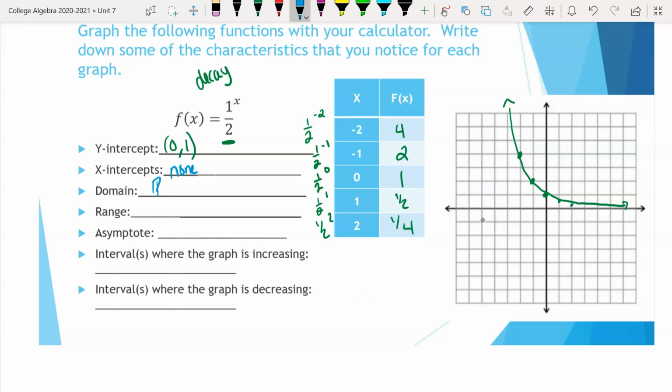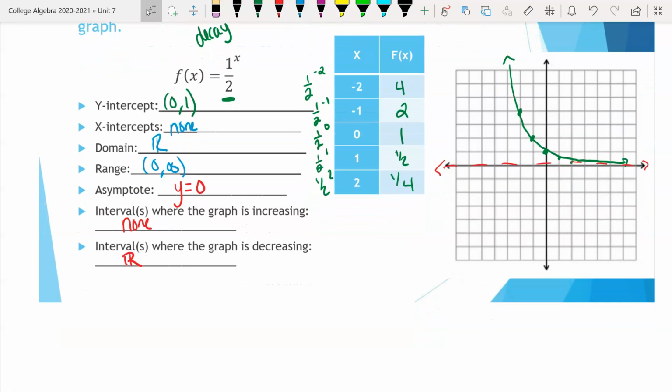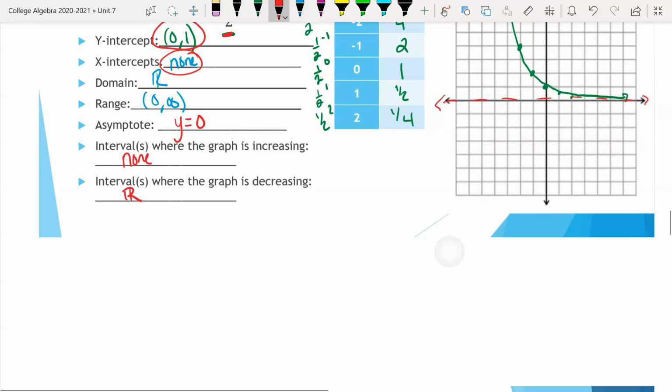Our domain is still all real numbers. Our range is still 0 to infinity. The asymptote is still y equals 0. Right? That's an imaginary line that we don't cross. This time there are no increasing because it's decay. It's just going to be decreasing the whole time. All right, so again, big things to keep an eye on. The y-intercept is still the same. There are no x-intercepts. And this is a decay problem because it's a fraction.